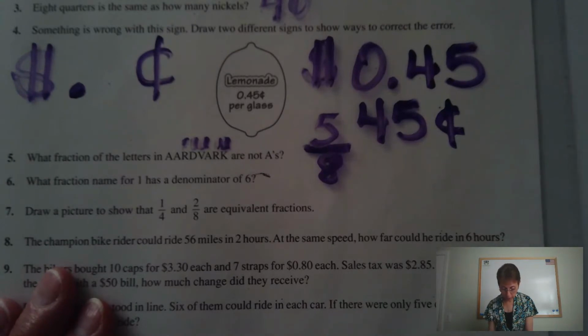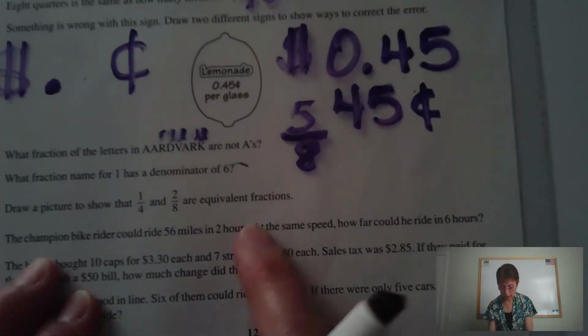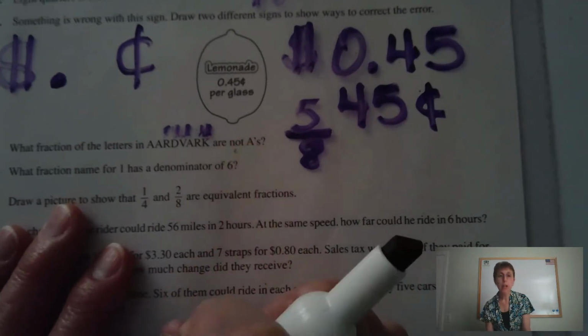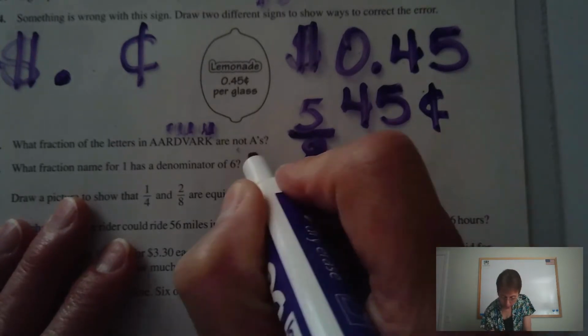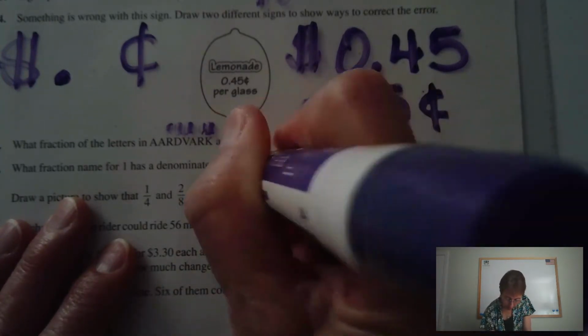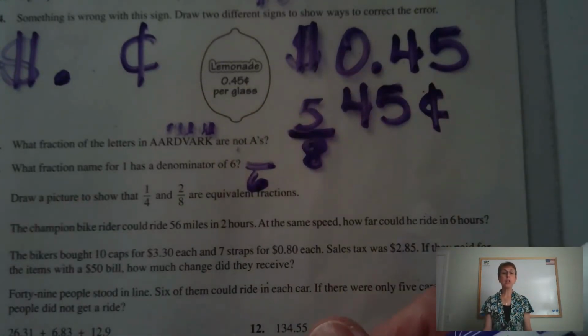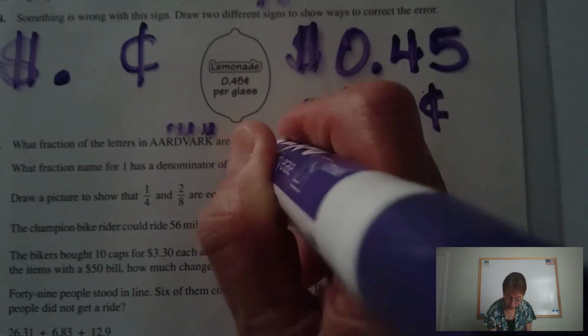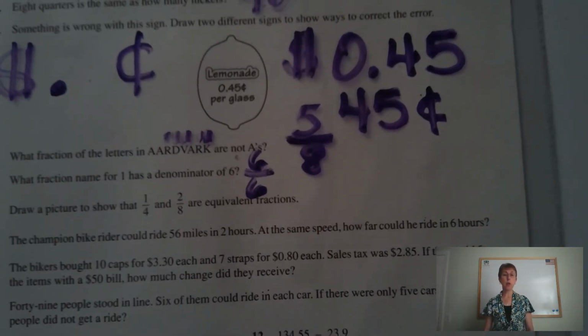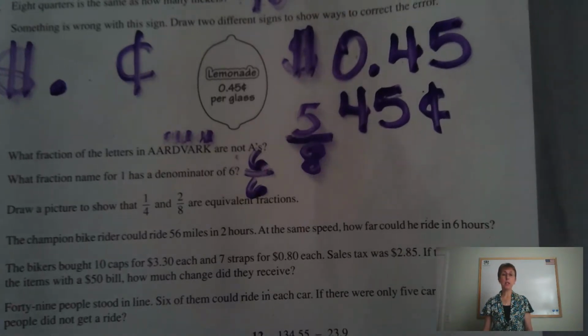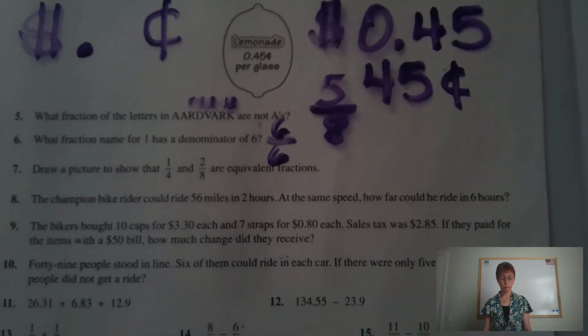Okay, number 6. What fraction name for 1 has a denominator of 6? Well, if it has a denominator of 6 and it is a fraction name for 1, the numerator must also be 6, because our fraction names for 1 are fractions where the numerator is the same as the denominator. Anytime the numerator is the same as the denominator, you have a fraction name for 1. So if this fraction has a denominator of 6, it's also going to have a numerator of 6.